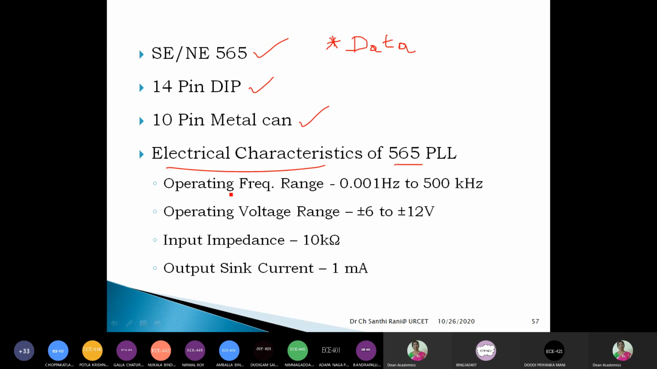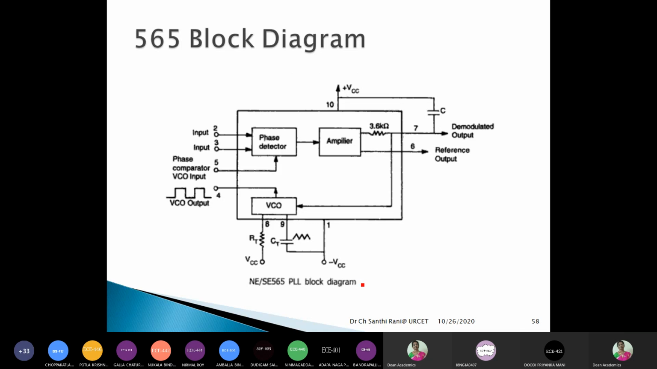Please remember this. Operating frequency range is 0.001 hertz, that means almost like 0, to 500 kilohertz. That is the operating frequency range of this PLL 565. Then operating voltage range is plus or minus 6 volts to plus or minus 12 volts. Then input impedance is also high, 10 kilo ohms. Output sink current is 1 milliampere and output source current is 10 milliamperes, like that. So like that we have some electrical characteristics of this 565 PLL.